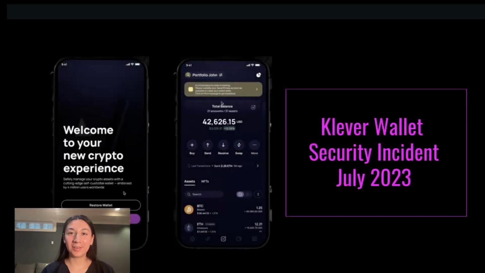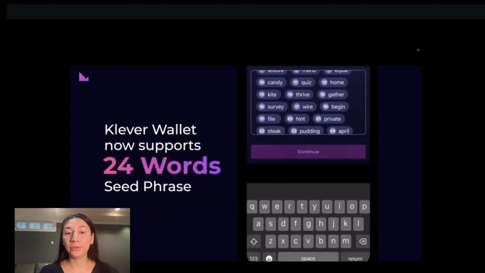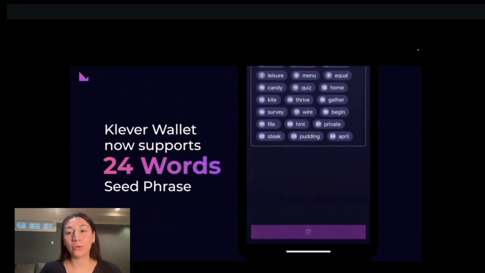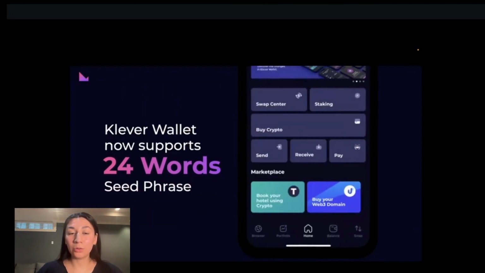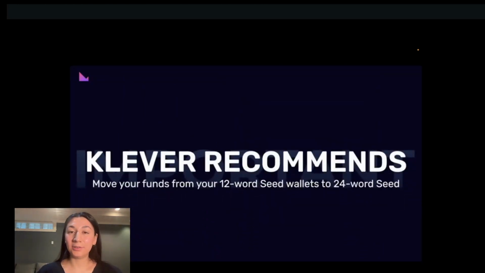Everyone, today I'll be discussing the Klever wallet security incident which happened earlier this year in July 2023. Klever wallet is an app that you can download from the Apple Store or Google Play, and you can use it to hold your crypto such as Bitcoin, Tron, and Ethereum. And you can also do many other things with the app, but I won't be discussing that today.